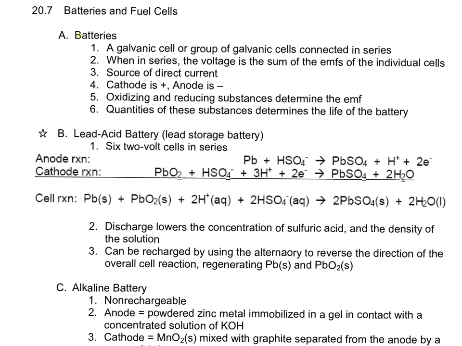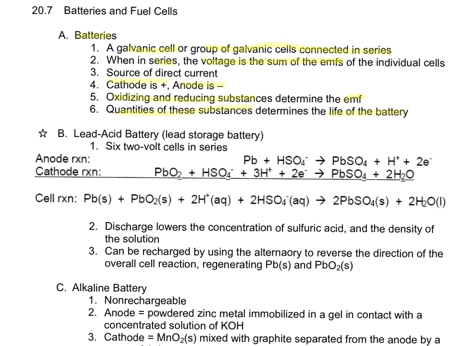This section starts out with a general overview of batteries. Batteries are a galvanic cell or a bunch of galvanic cells linked up together. If you have a bunch in series, you add your voltages together to get your total EMF. Your cathode is your positive, your anode is your negative. The EMF is determined by what the substances are in your battery, and how long your battery works depends on how much of the substances you have.